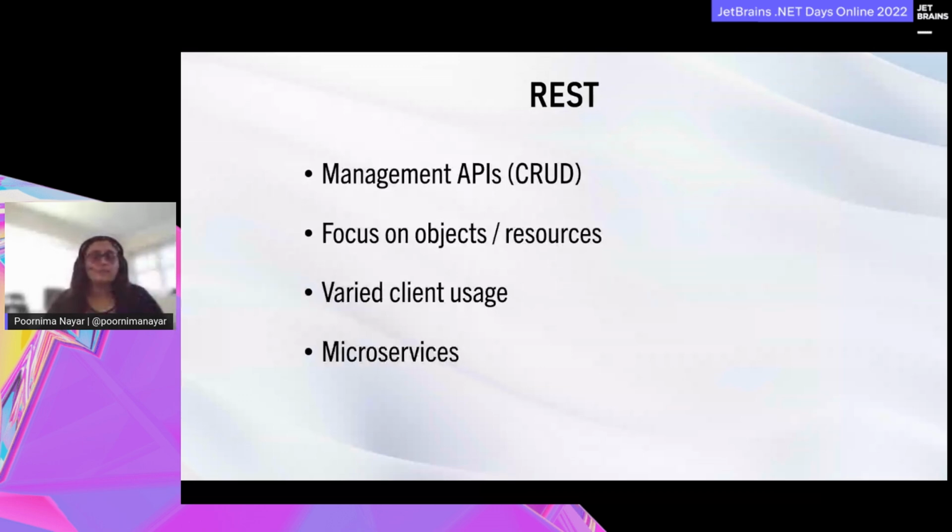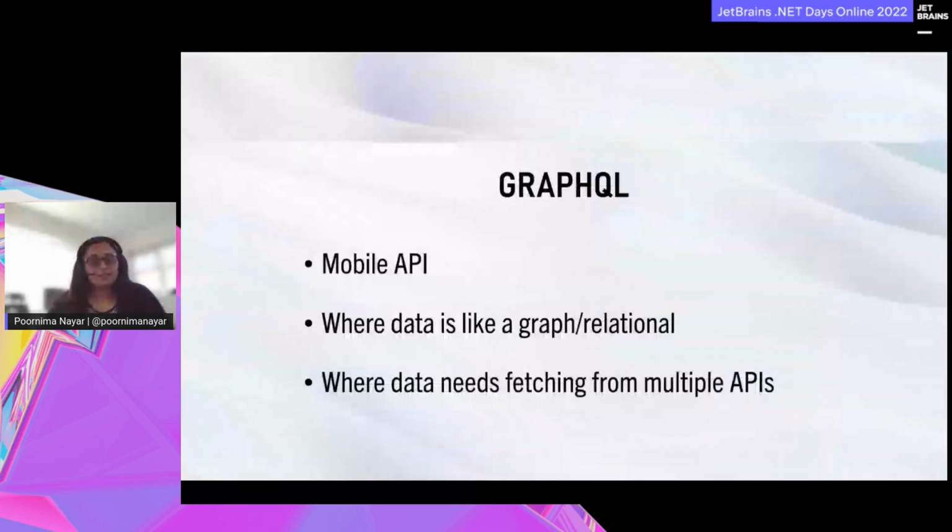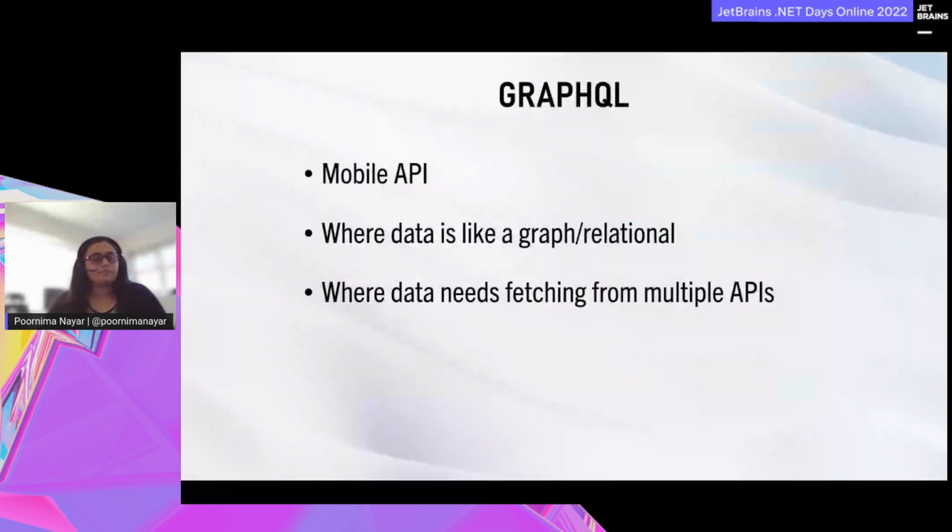GraphQL is suited for mobile APIs, where you really need to think about your mobile devices, where your data is like a graph or has relational data information. That is one use case of GraphQL. Again, if you have to fetch data from multiple sources, like a database, a REST API, and a GraphQL API, and put all that data together and serve it over a single endpoint, like a gateway, GraphQL can help out there.